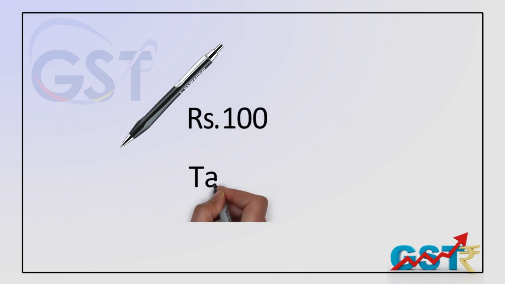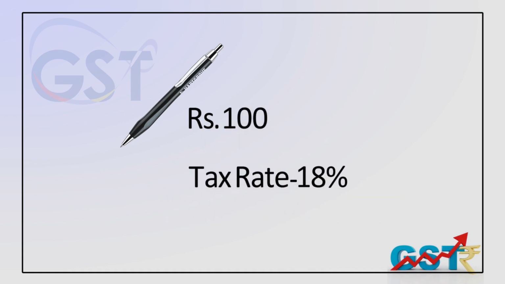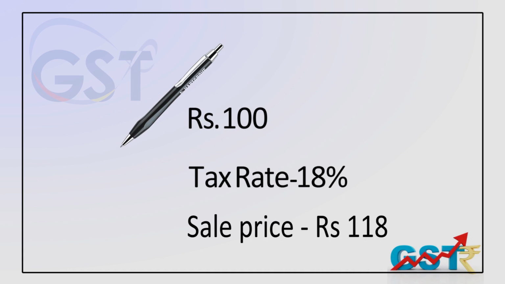For example, I am manufacturing, say, a pen, and my price of the pen is say 100 rupees. On that, if the tax rate, assume it is 18%, my output tax liability becomes 18 rupees and the sale price becomes 118.